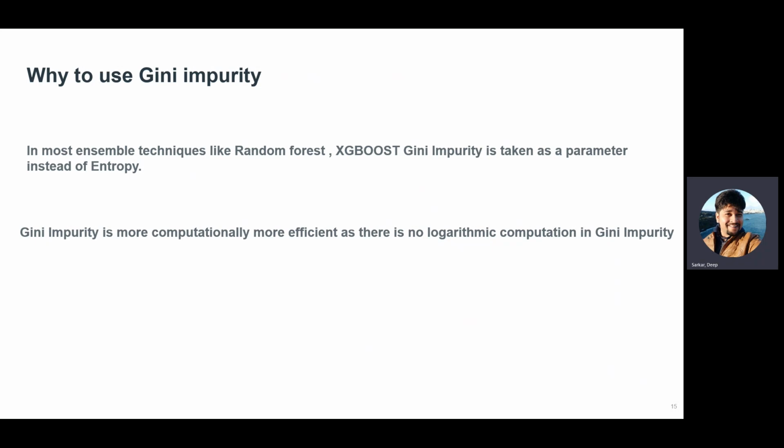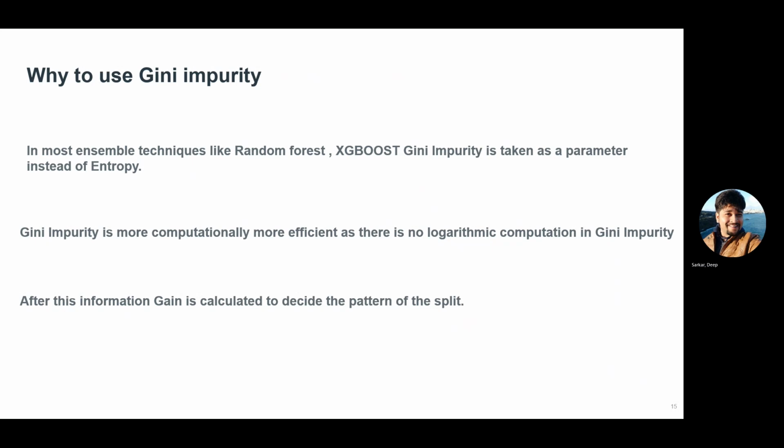We use it for both classification and regression, for your random forest or XGBoost. And we have seen, right? With Gini impurity and entropy, after we calculate that, we always use the information gain to understand what is the pattern of the split.